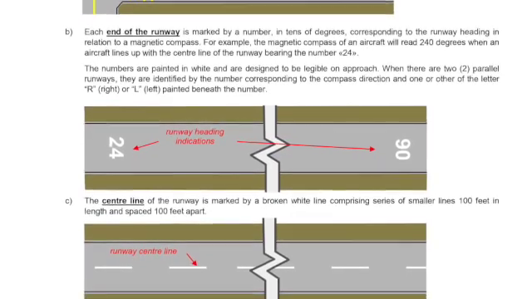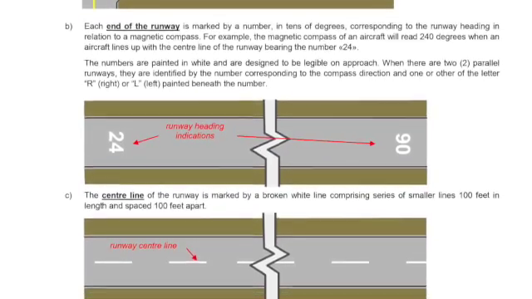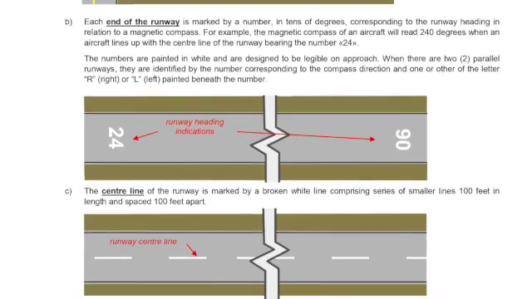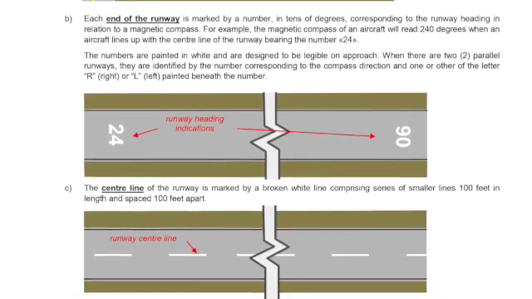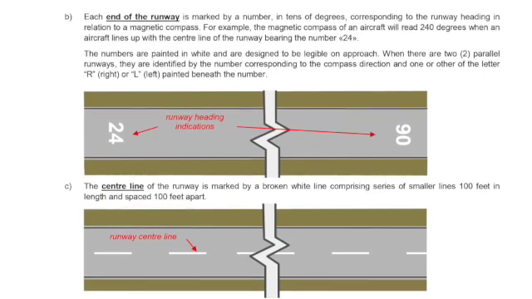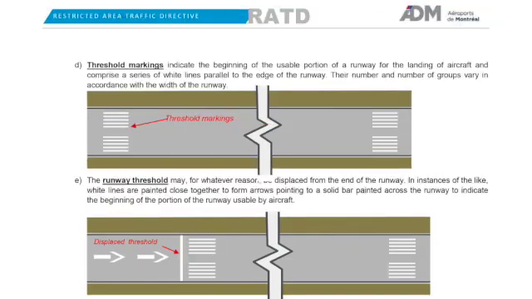C. The center line of the runway is marked by a broken white line comprising a series of smaller lines 100 feet in length and spaced 100 feet apart. Movement guidelines, runway center line.